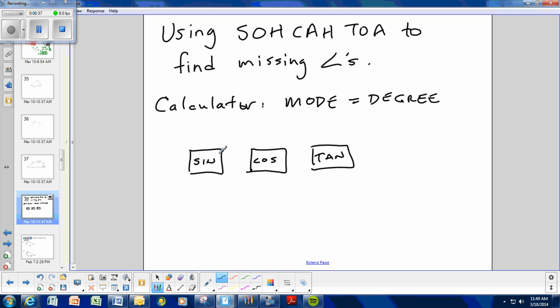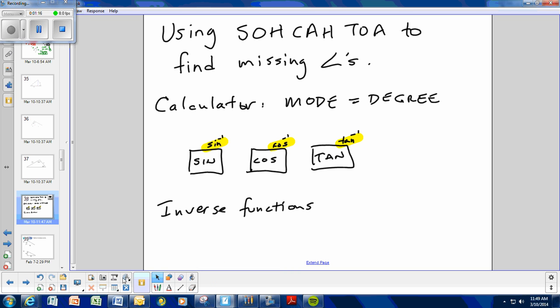Now today we're going to focus on what they call the inverse function. If you notice right above your sine, cosine, and tangent buttons, there's sine to the negative first power, cosine to the negative first power, and tangent to the negative first power. These are going to be the key. These are what we're looking at today. These are going to be helping us find missing angles of right triangles.